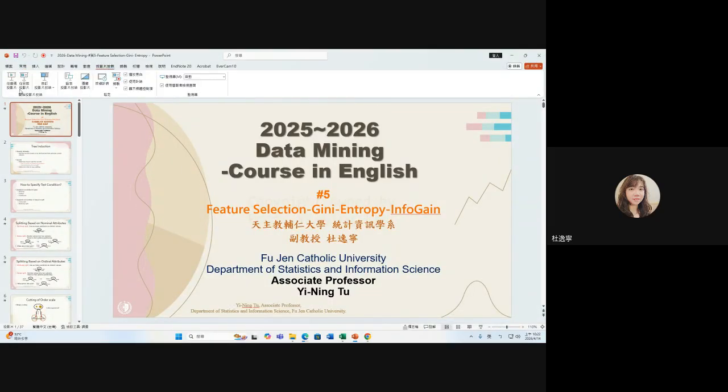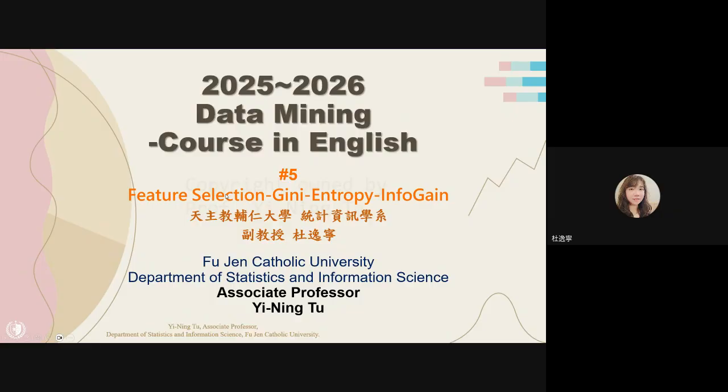Okay. Today we're going to talk about feature selection. Remember, the first time we drew the decision tree, there were a lot of attributes. We want to choose which one will be the top attribute, right? Due to the root, due to the node, due to the other branches of the attribute.